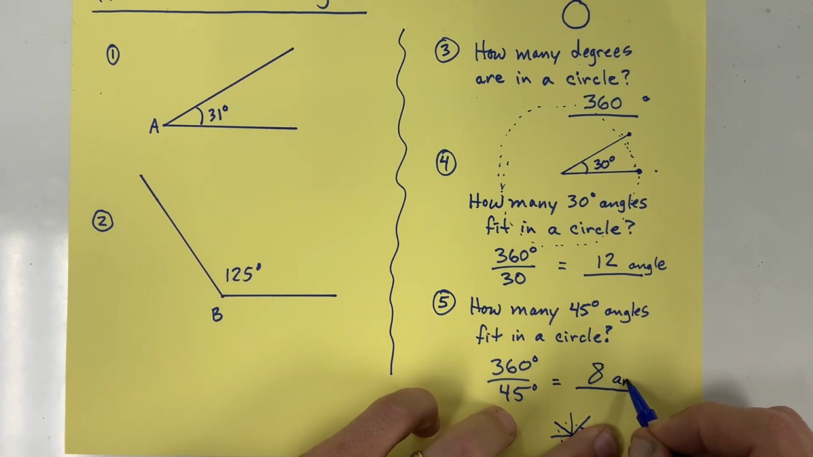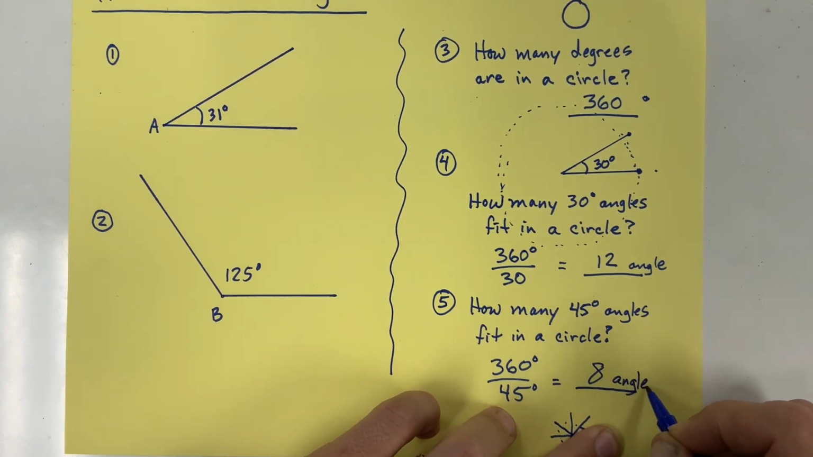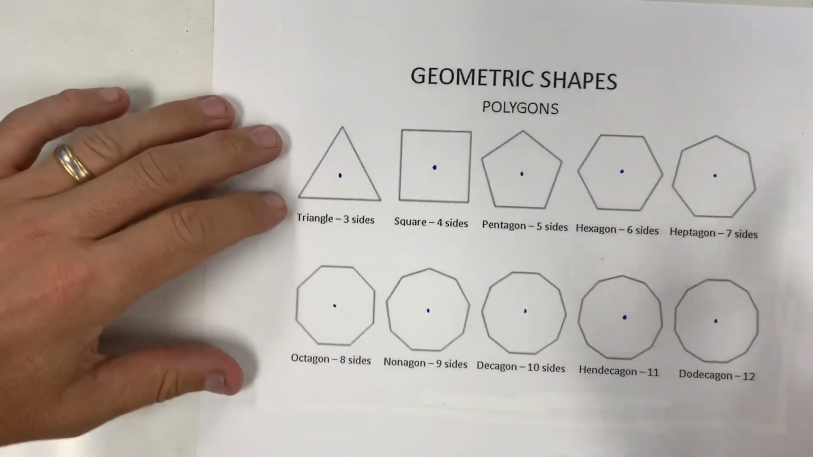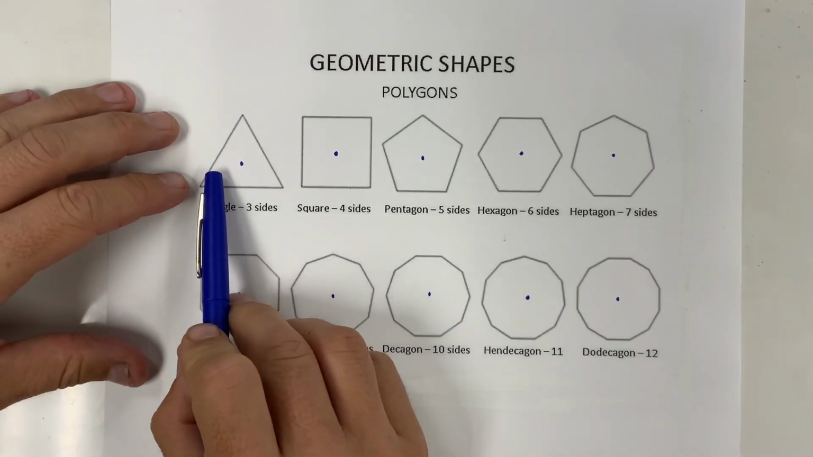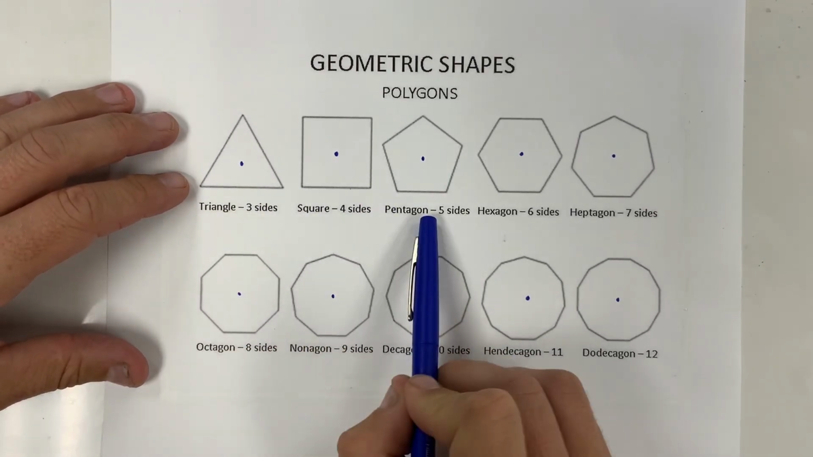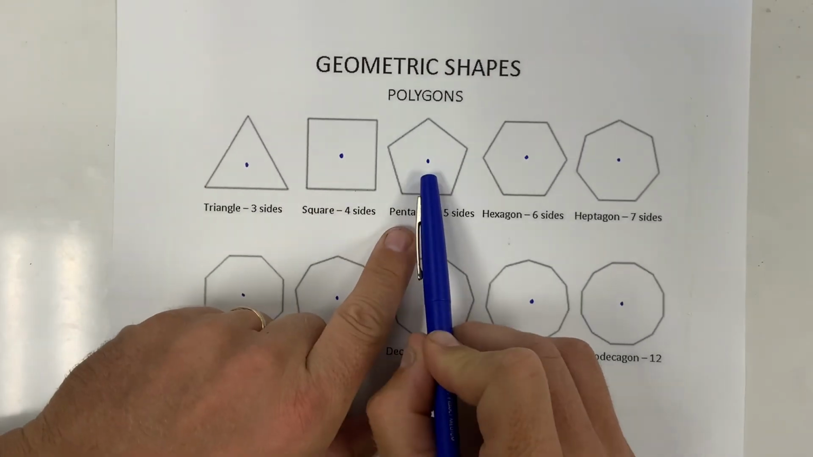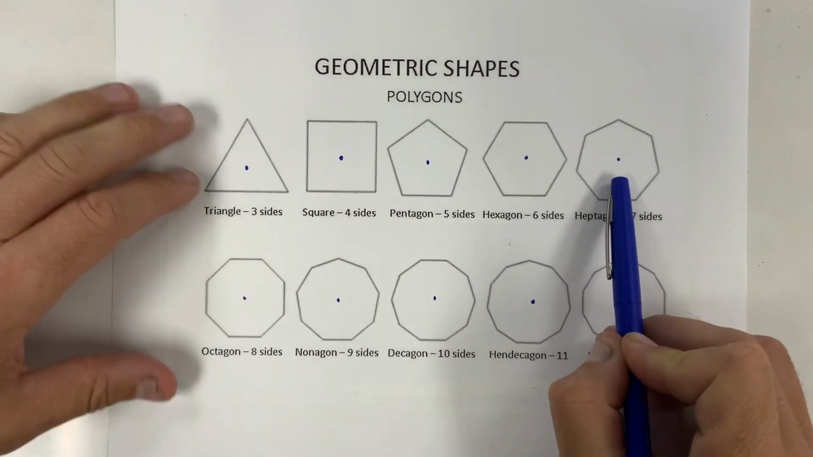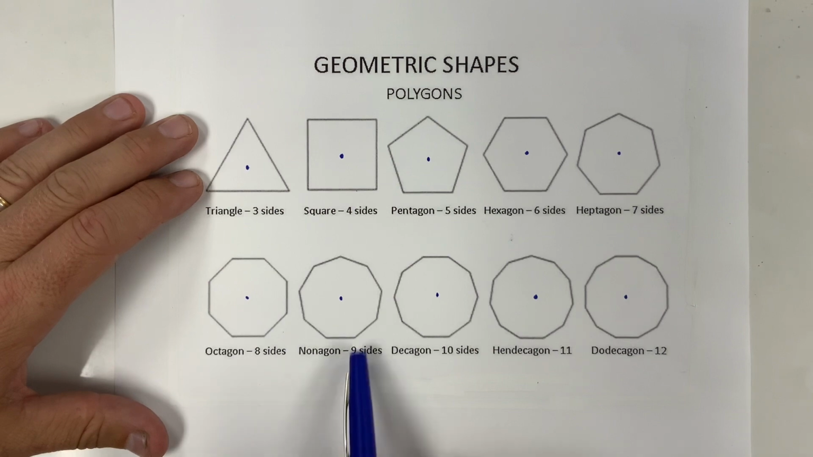Now that skill I'm using will help us determine what kind of polygon we have. There are 12 polygons you need to be aware of in this lesson today. Here they are. We've got a triangle with 3 sides, a square with 4 sides. These should already be familiar to you. 5 sides is a pentagon, 6 is a hexagon, 7 is a heptagon, 8 is an octagon, 9 is a nonagon. That's a newer one maybe for you, maybe.